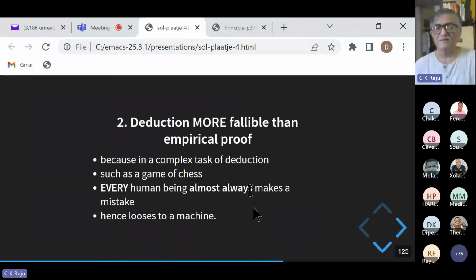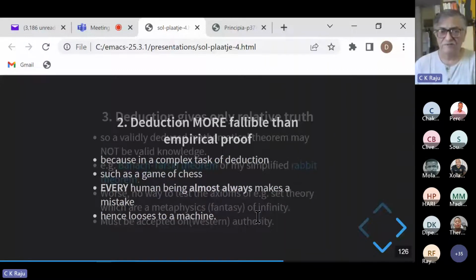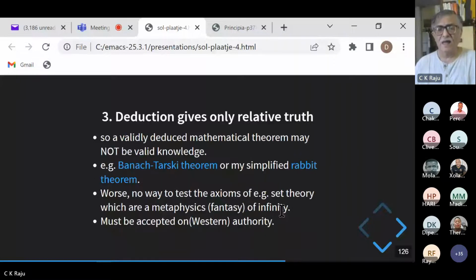Now, the other point is that deduction is more fallible. See, both are fallible. Which is more fallible? You see a game of chess. Every human being almost always makes a mistake and loses to a machine. If you don't make a mistake, you can't lose. You must end in a draw. And deduction gives only relative truth. This is a very old critique by one school of philosophy in India which did not accept reason. And look at the conclusions.